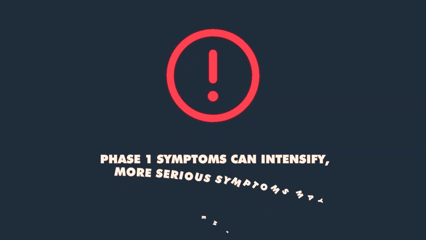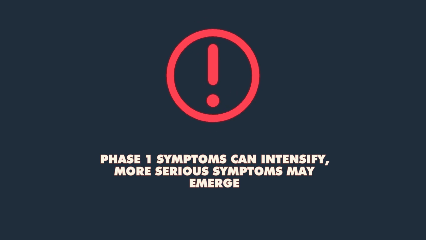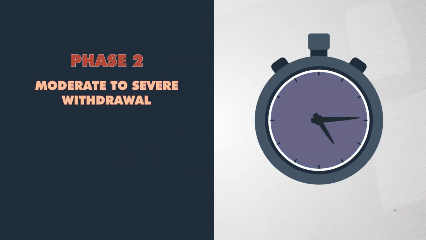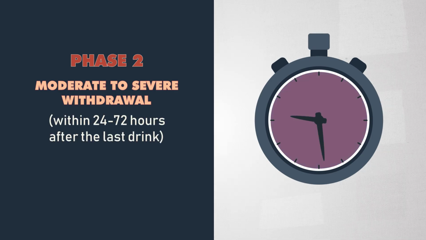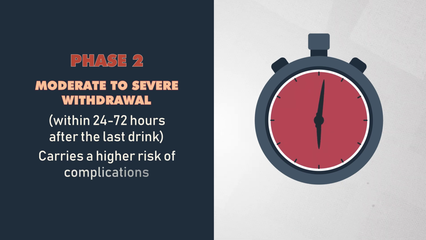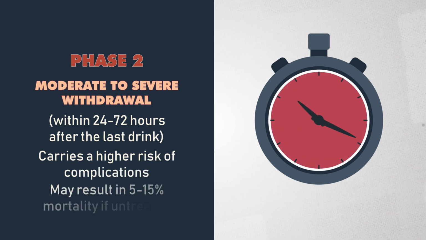If withdrawal progresses and is more severe, symptoms from phase 1 can intensify, and now more serious symptoms may emerge. This is phase 2. This typically lasts 24 to 72 hours after the last drink. This is the phase that carries the highest risks. Symptoms can include medical emergencies.